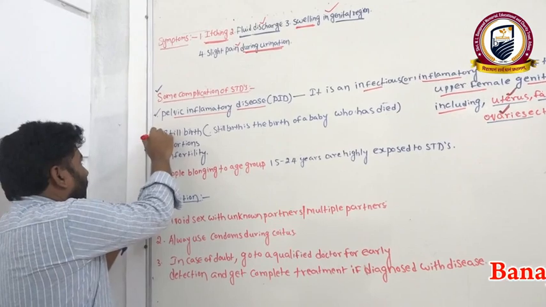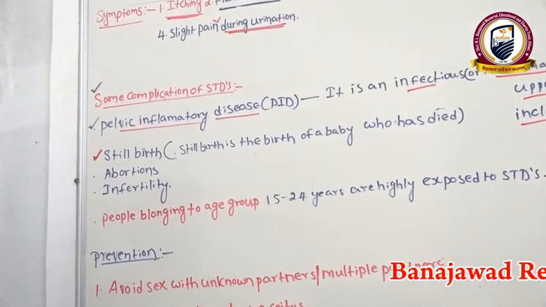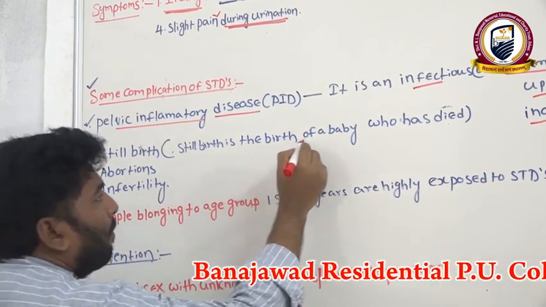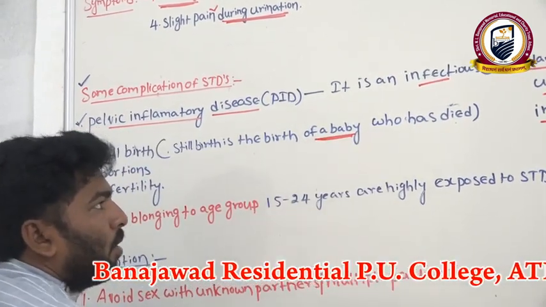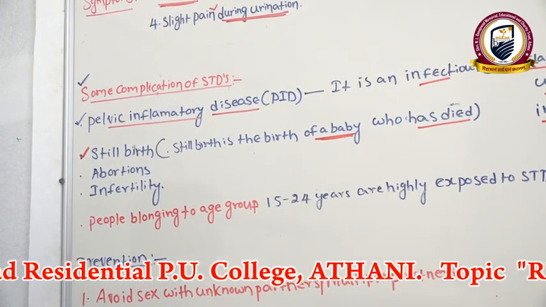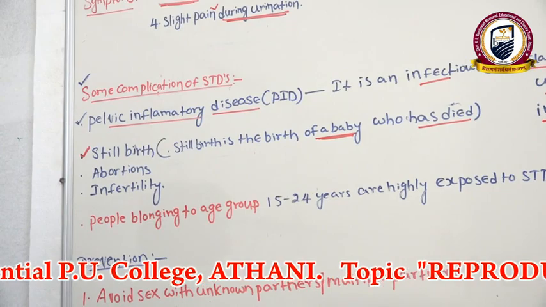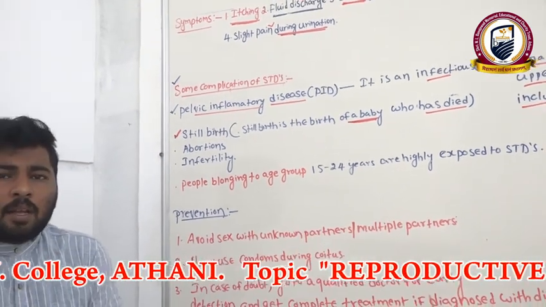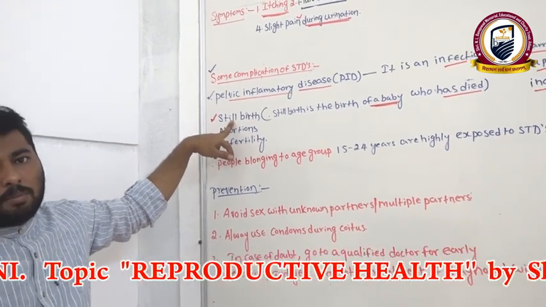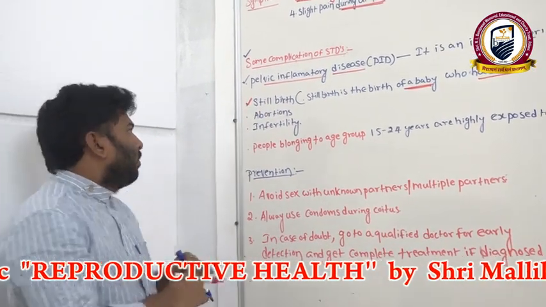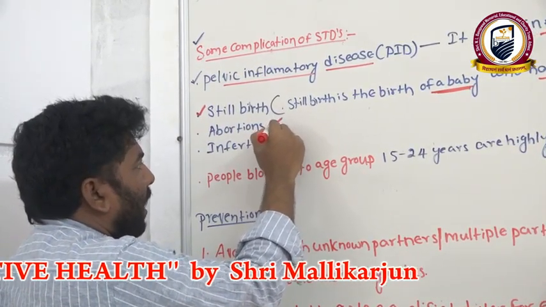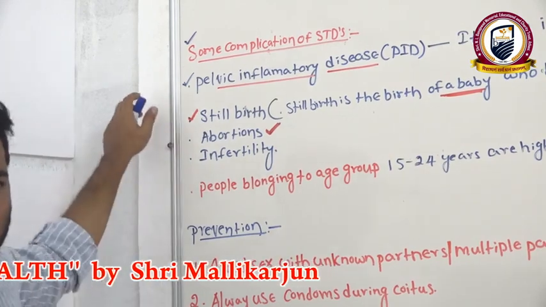Now, second complication is stillbirth. Stillbirth is the birth of a baby who has died. Already the baby died in the mother's womb. Such a birth where the mother is giving birth to a dead baby, we can call a stillbirth. Okay. Now the next one, abortions. We know STDs may sometimes even cause abortions.